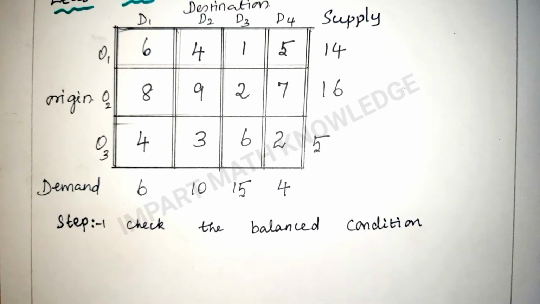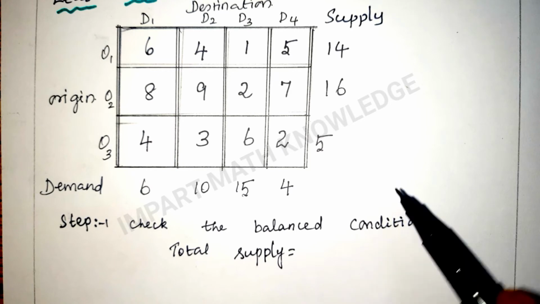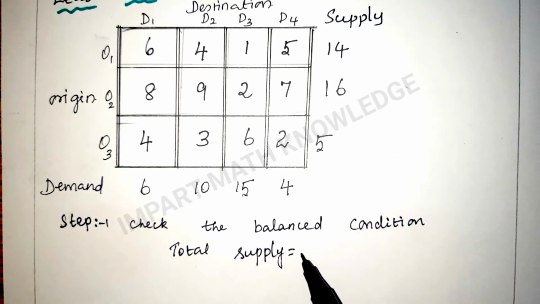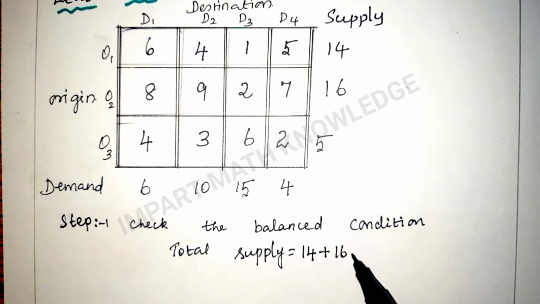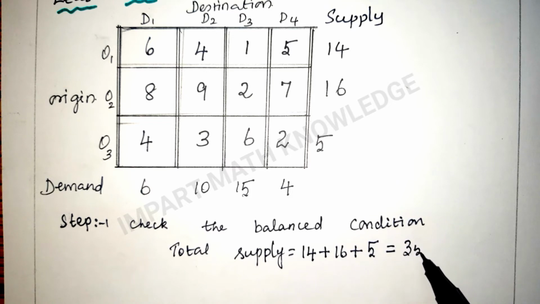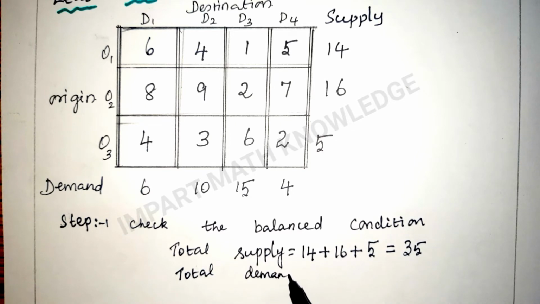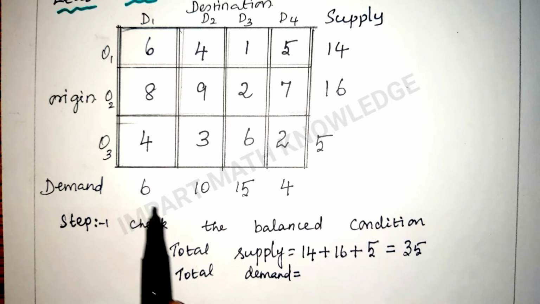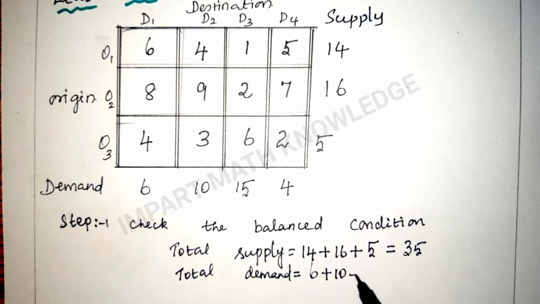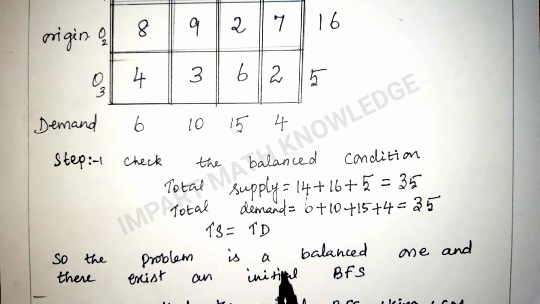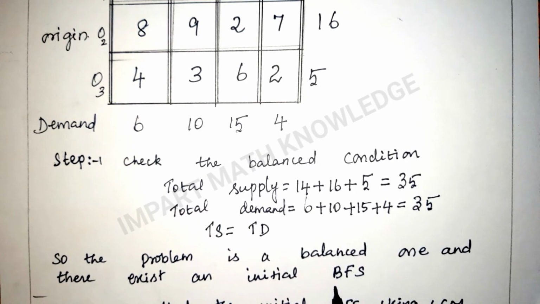Step 1, check the balanced condition. Total supply is equal to 14 plus 16 plus 5. This is equal to 35. Now total demand is equal to 6 plus 10 plus 15 plus 4. The value is 35. Total supply is equal to total demand. So the problem is a balanced one and there exists an initial basic feasible solution.